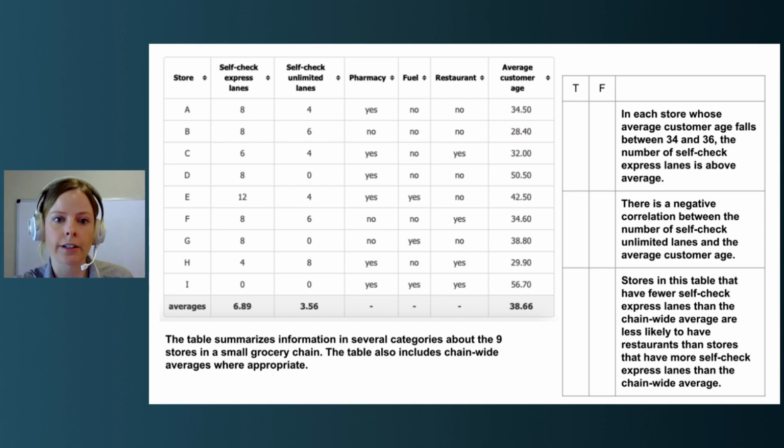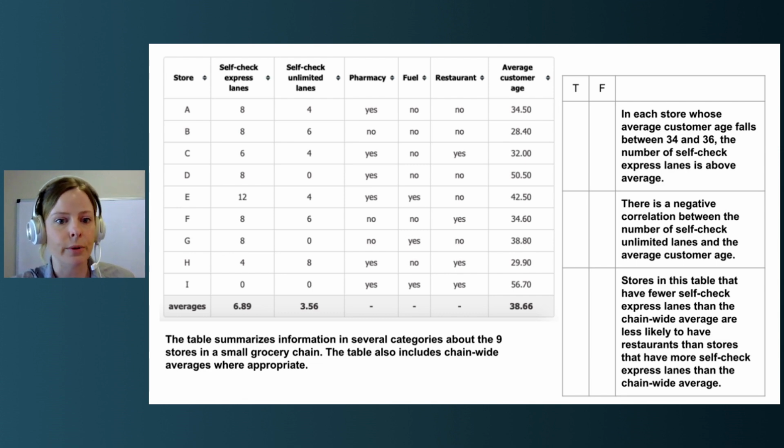So starting with orienting ourselves to this chart, here we have some text in the bottom. That's where I'm going to start. That tells us that the table summarizes information about these 9 stores in a small grocery chain. The second sentence is really useful. The table includes chain-wide averages where appropriate. What that tells us is that in that bottom column, we have those averages already calculated out for us, which is really helpful, might save us some number crunching on particular questions. So definitely good to note that those averages are already there.